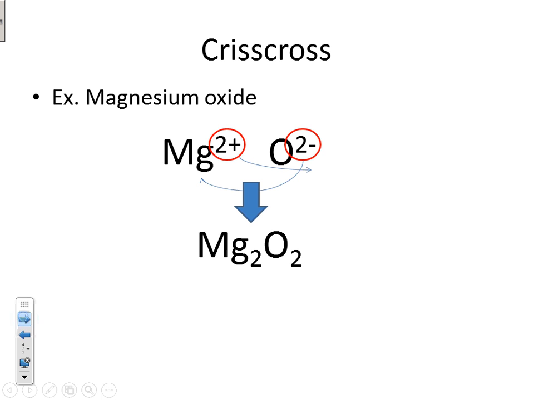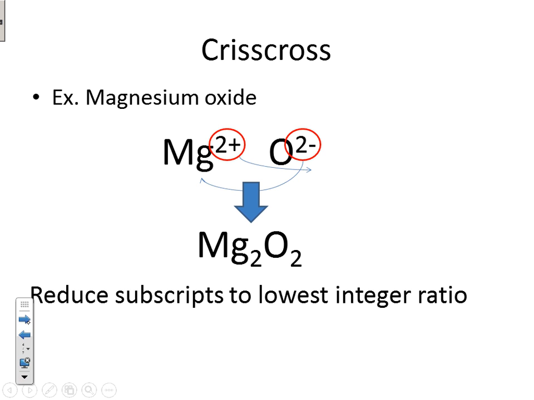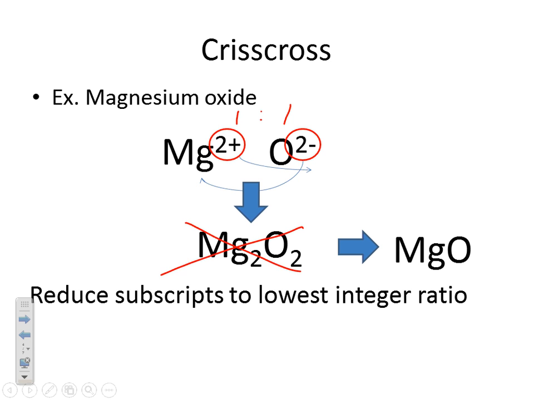So I get Mg2O2. But here's the thing, I can reduce that down, because these are in a 1-to-1 ratio, since +2 cancels out a -2. So the actual formula is just MgO. So it's crisscross and reduce, and it's just a 1-to-1 ratio. If you told me the formula is Mg2O2, that's wrong. That's not the formula for magnesium oxide. That would be incorrect. So it's about looking at the ratios and realizing that we only need 1 of each.